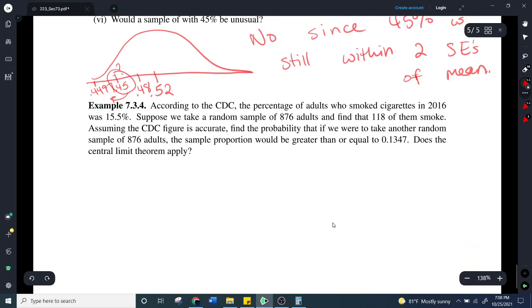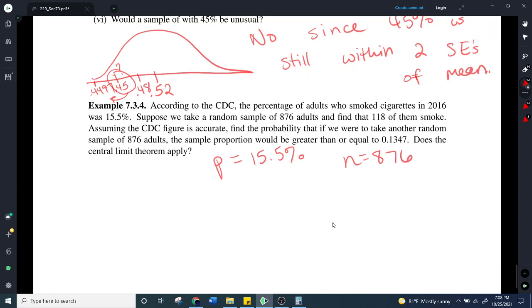According to the CDC, the percentage of adults who smoked cigarettes in 2016 was 15.5%. So let me go ahead and write that down. We really should get in the habit of writing this down as we read the questions. That means P is equal to 15.5%. Suppose we take a random sample of 876 adults. So N is equal to 876. We find that 118 of them smoke. We'll come back to that number in just a moment.